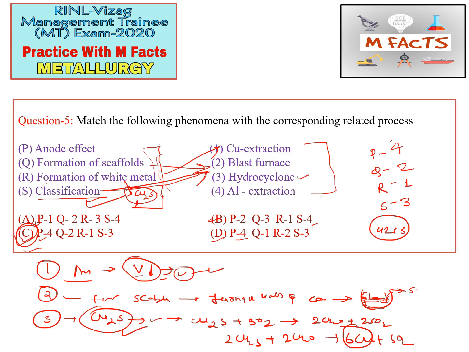This is a hydrocyclone, which is one of the classification processes by which we separate the mixtures of two minerals on the basis of the velocity at which the particle will fall in the fluid medium. So this is known as hydrocyclone. So the correct option for this question is C part.